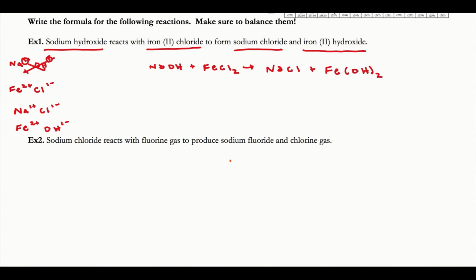Now, I do need to balance. So I've got 1 sodium on this side, 1 sodium on this side. 1 hydroxide here, 2 hydroxides here. So since I have 2 hydroxides on my product side, I need to put a 2 in front of sodium hydroxide, which is going to mess up my sodiums. Now I have 2 sodiums, so I need to put a 2 in front of NaCl. Okay? I have 1 iron on my reactant side, 1 iron on my product side, 2 chlorines on my reactant side, and now 2 chlorines on my product side. So I am balanced, and that is your first reaction, taking it from words and converting it into chemical formula.